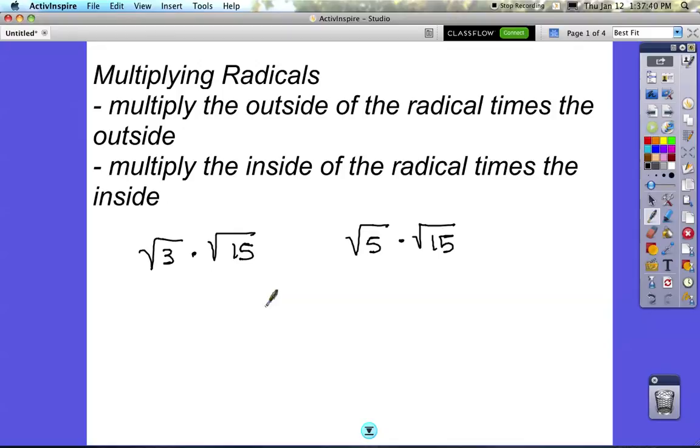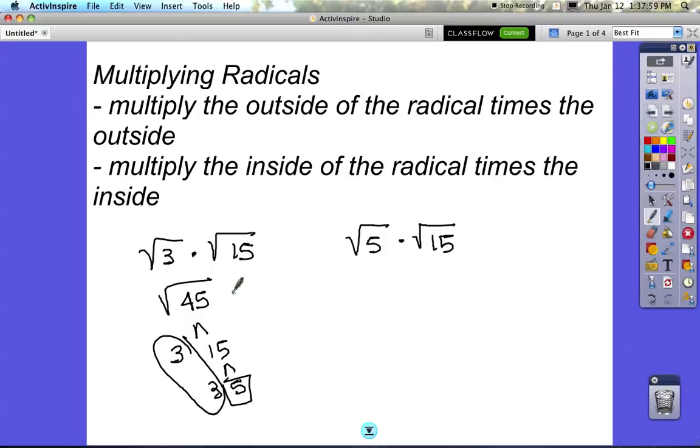Okay, so let's look at this. There are 1's on the outside. 3 times 15 is 45. If I were to break that down, that's 3 and 15, 3 and 5. So how do I simplify the square root of 45? 3 square roots of 5. Okay? What questions do you have about this first example?